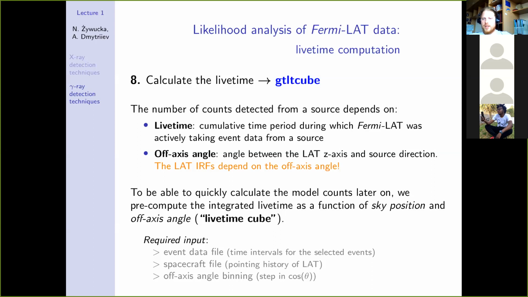I personally didn't use Python for Fermi analysis, but yes, you can do that. But I won't be explaining the Python part because I have no experience.